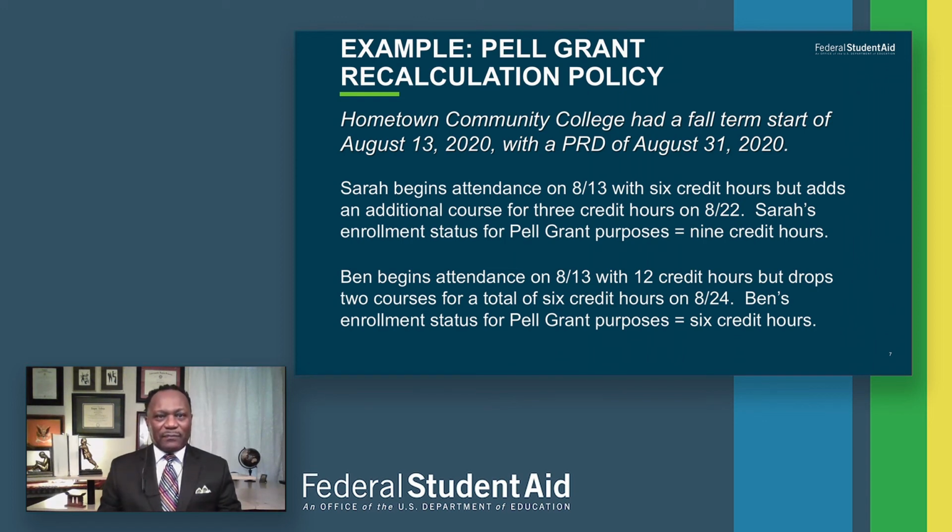Pell purposes. Then our second student, Ben, begins attendance with 12 credit hours, but drops 2 courses for a total of 6 credit hours on August the 24th. Since Ben dropped the 2 classes prior to the PRD, he is no longer enrolled full time, but is enrolled half time for Pell purposes.